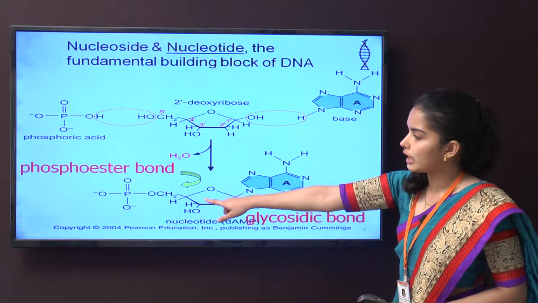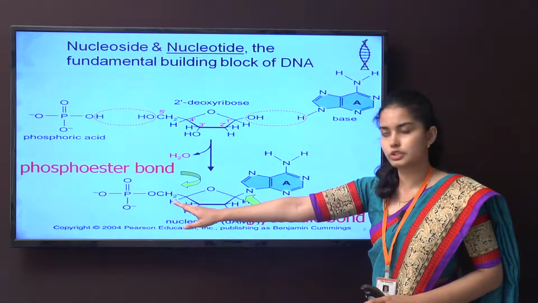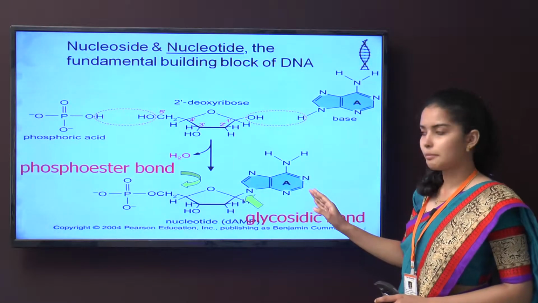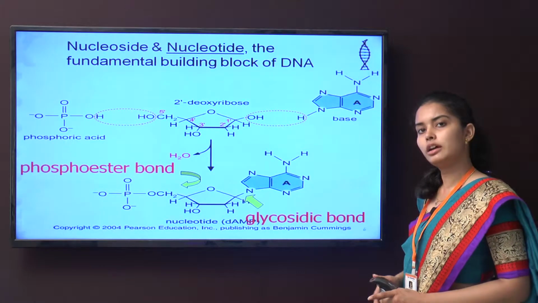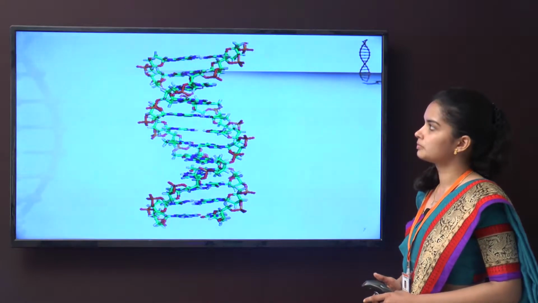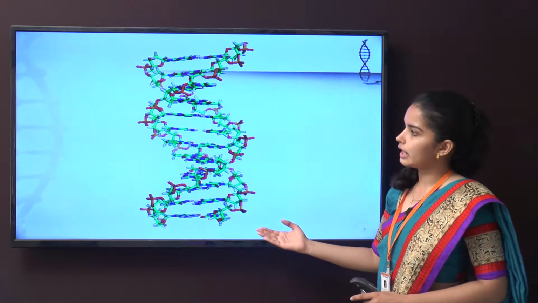This is a phosphodiester bond, that is between the deoxyribose sugar and the phosphate group, and between the base, that is pyrimidine or purine, and deoxyribose we have the glycosidic bond. This is the 3D structure of DNA. DNA looks like this.